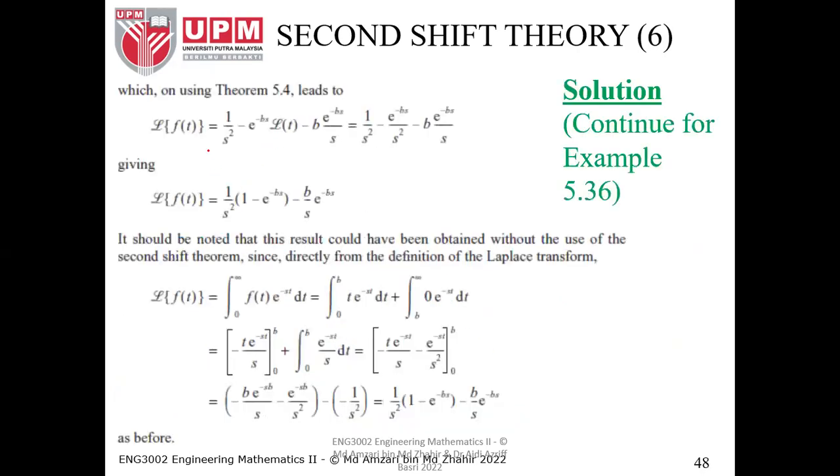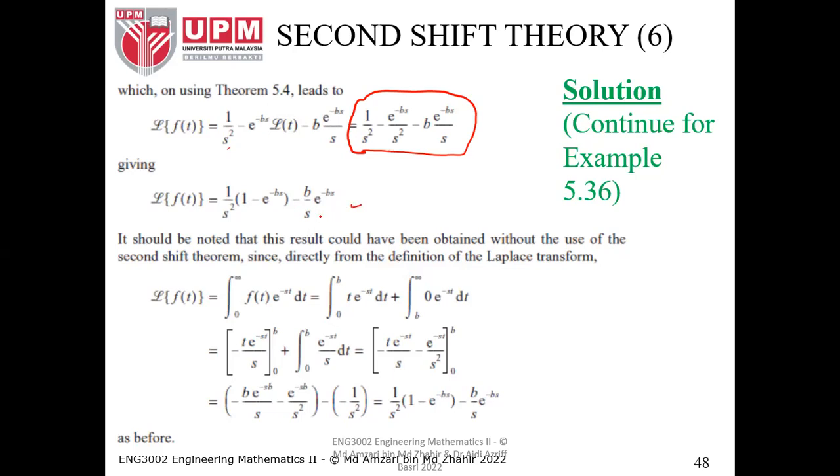When you Laplace the first one, you will get 1 over s squared minus exponent negative bs. Laplace of t minus, you open the bracket, Laplace of (t minus b) times exponent negative bs. So you will get the Laplace transform something like this: 1 over s squared minus exponent negative bs over s squared minus b exponent negative bs over s. So Laplace of f(t) is equal to 1 over s squared times (1 minus exponent negative bs) minus b over s exponent negative bs. So this is the given result.